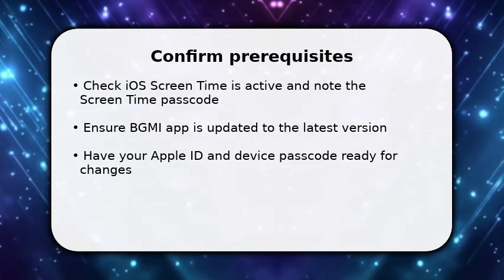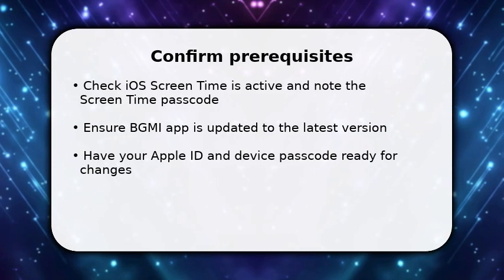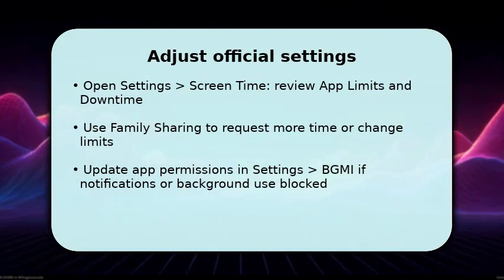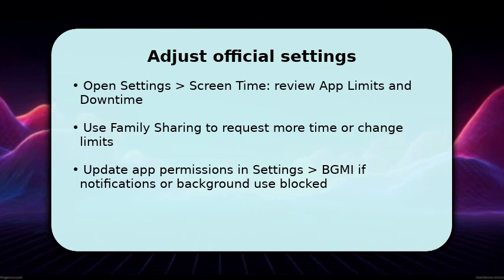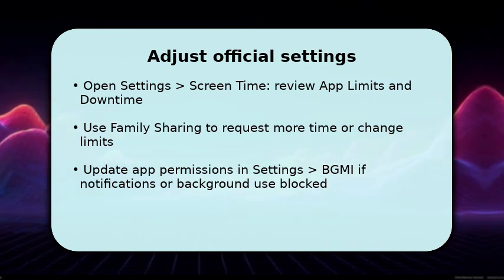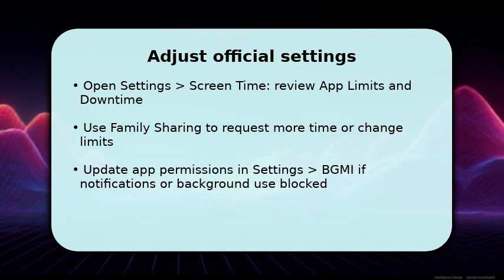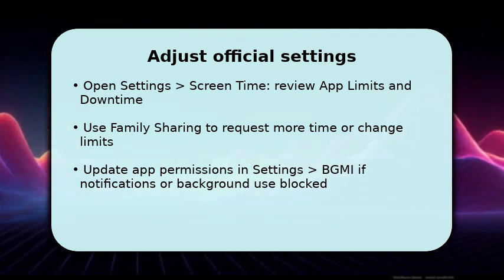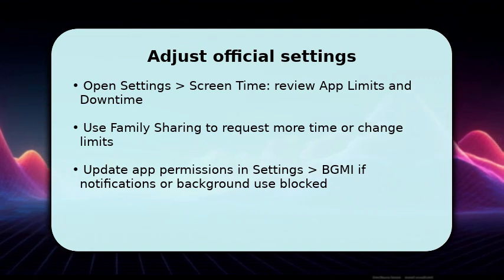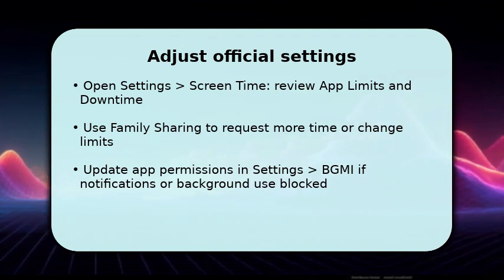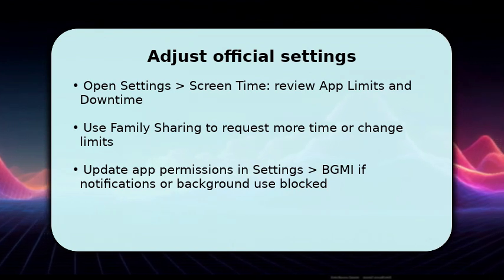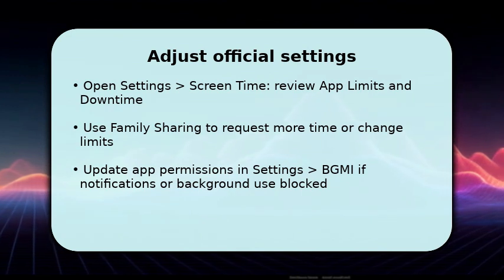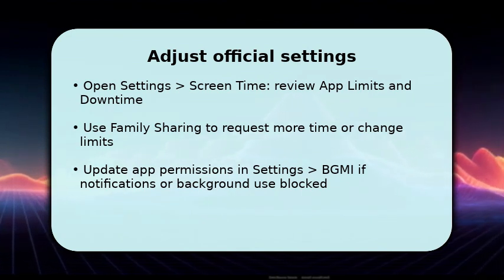Now, adjust the official settings responsibly. You can modify app limits or downtime in screen time if you have authorization. Tap BGMI and change allowed time windows. If you're on family sharing, send a request for extra time and explain why you need it. Also check BGMI permissions in settings to ensure the app can run as intended. Sometimes timeouts are due to restricted background activity. Make changes deliberately and document approvals so behavior expectations stay clear.